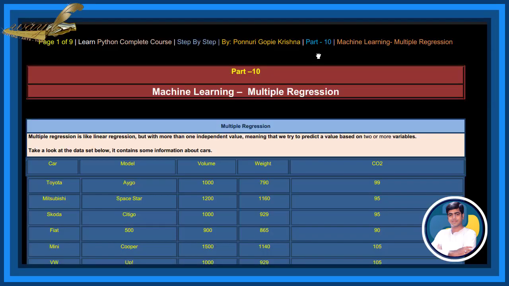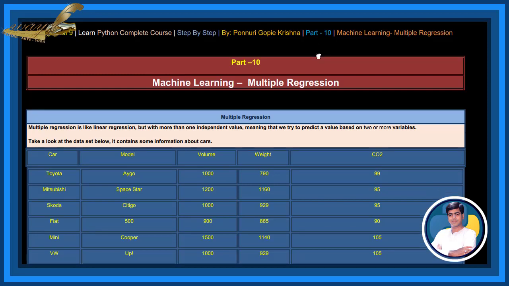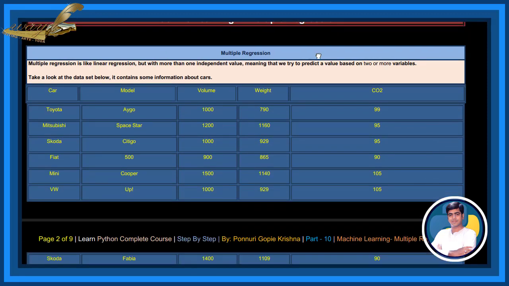In this session, let us learn about machine learning multiple regressions. Multiple regression is like linear regression, but with more than one independent value, meaning that we try to predict a value based on two or more variables.